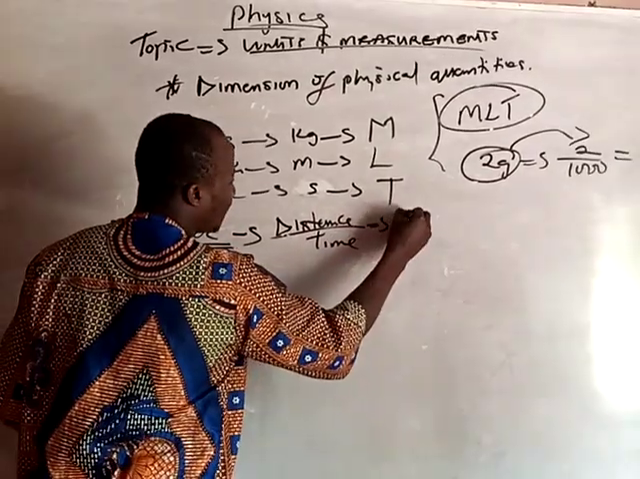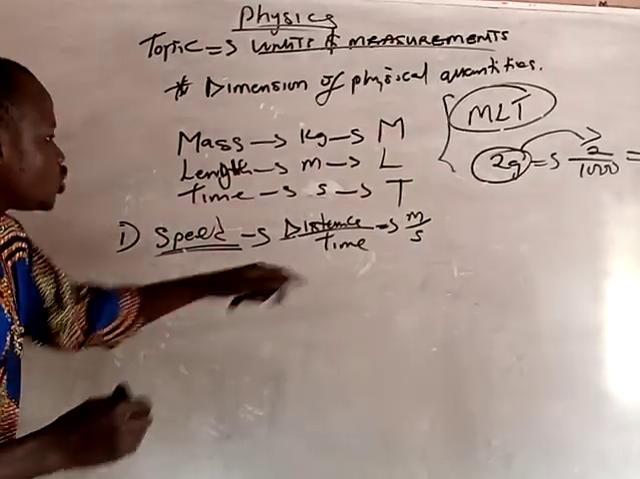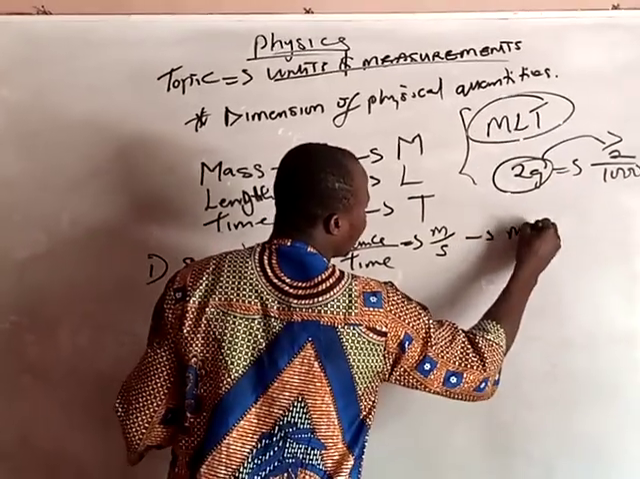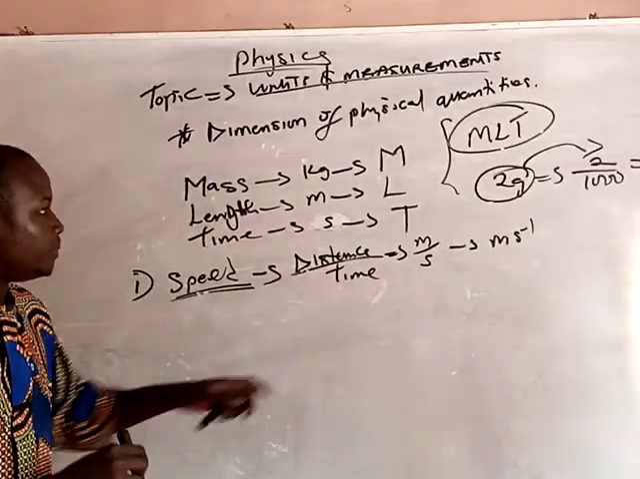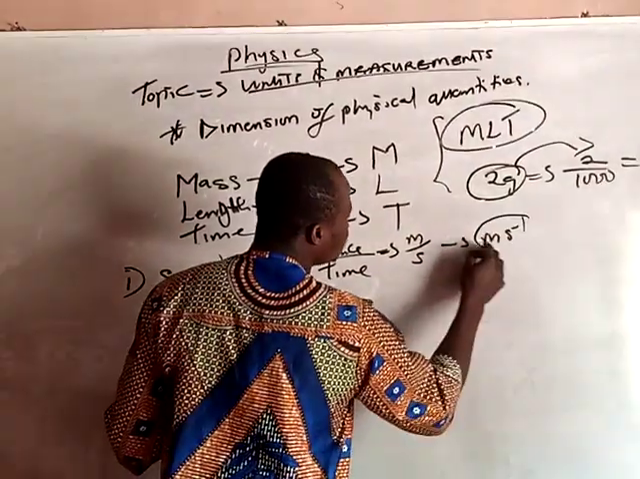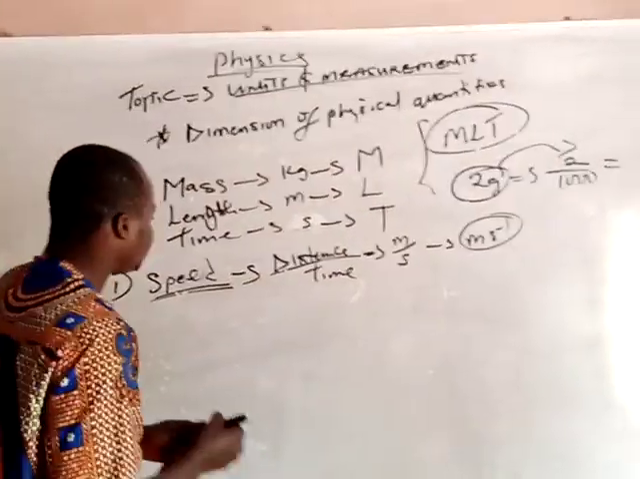Distance is in meter. Over time is in what? Seconds. So that shows us that the unit of speed is what? Meter per second. That's the unit for speed. Now, since we have gotten the unit for speed, the dimension will be very easy.